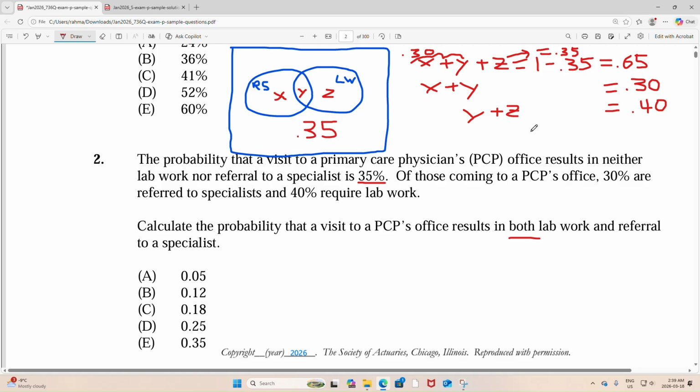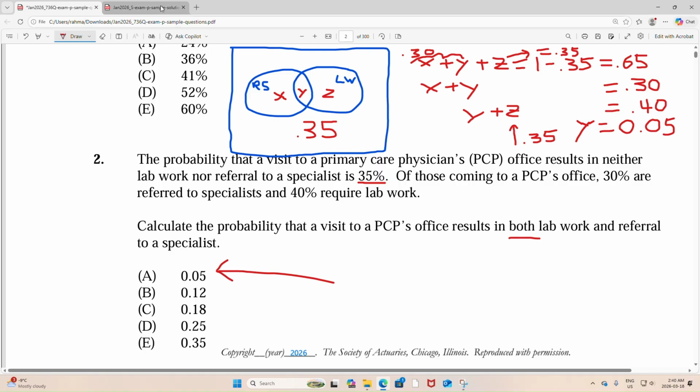And now we take that information, plug into here. That's 35%. So we end up with Y plus 0.35 is equal to 0.4. And the Y is equal to 5%. And that's it.